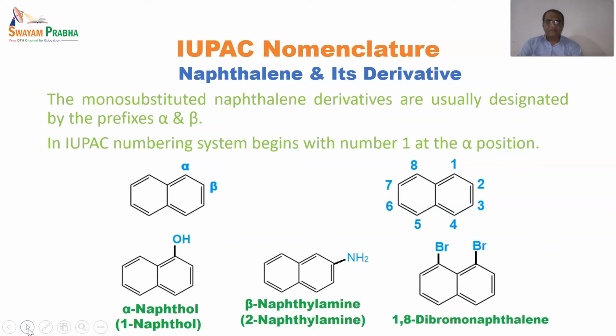After that, 1,8-dibromonaphthalene. At the first position and 8th position, as you can see here, it has been substituted by 2 bromine, so dibromonaphthalene.